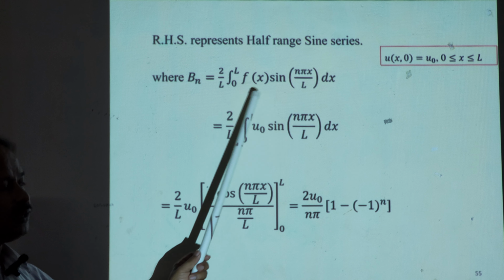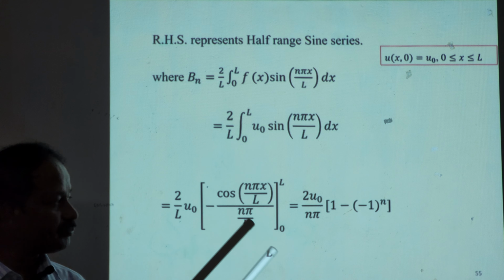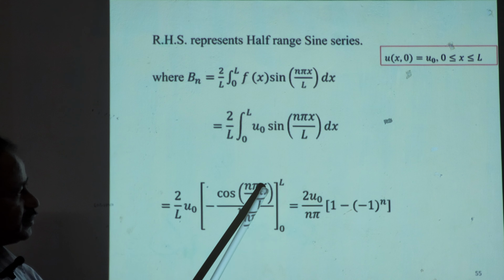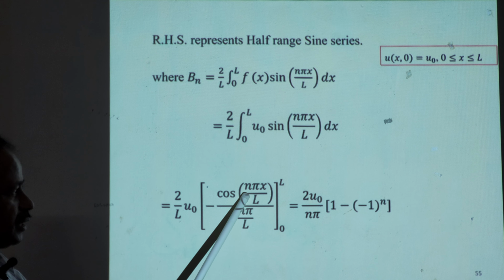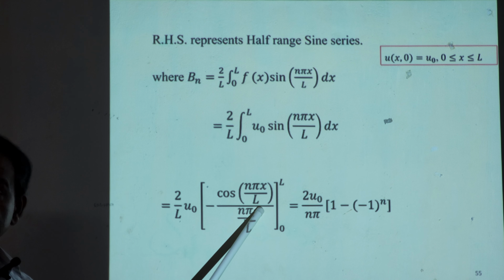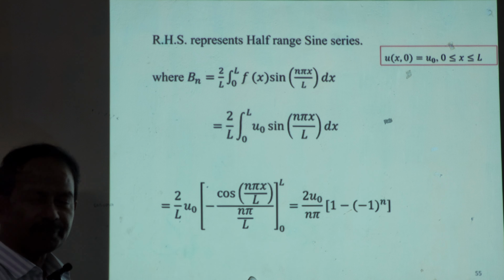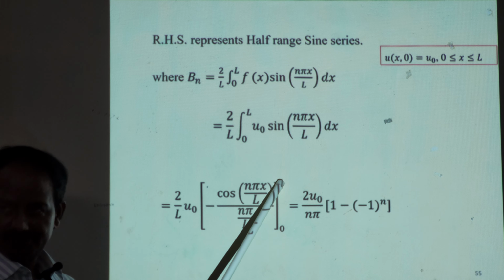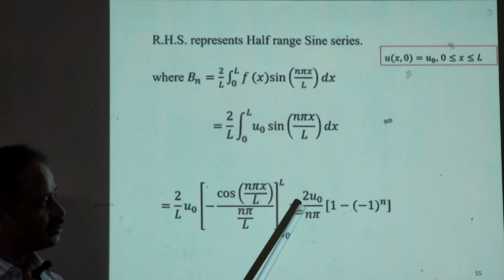Now u0 sine n pi x by L on integration will give us minus cos n pi x by L divided by n pi by L, from 0 to L. So you substitute L here, L and L will cancel, 2 u0 by n pi. Then we have cos n pi, which is minus 1 to the power n. Substitute the lower limit, cos 0 is 1. First substitute 0, then substitute L. That is very simple. So we have now 1 minus minus 1 to the power n.